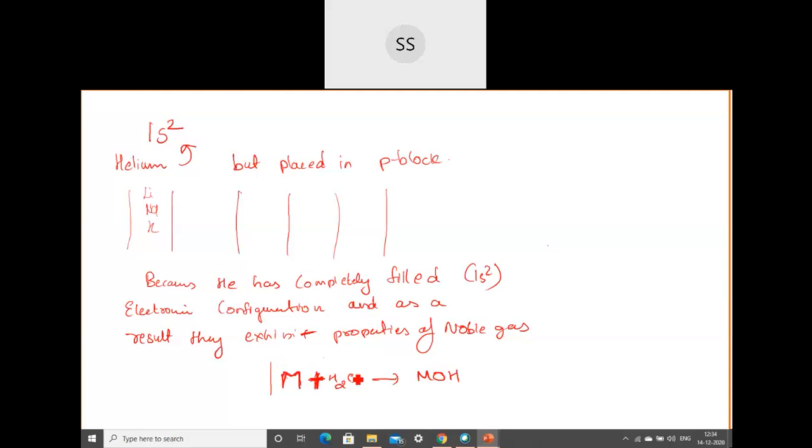Yeah, metal oxide also can form. Metal oxide with water also can form metal hydroxide. This is one way they can form. Even metal oxide, if you take it with water, they can also form hydroxide. They do form hydroxide.